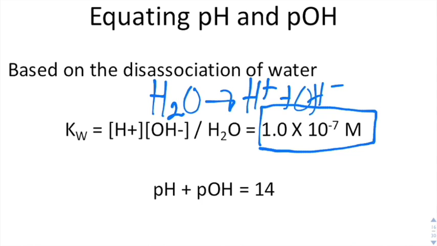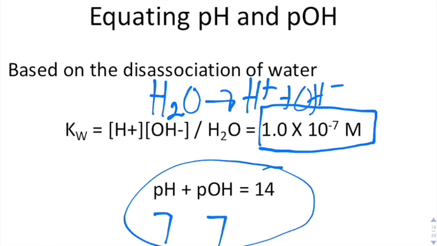So because of that, it's a relatively small value, but because you have the same amount of each, when you take the negative log of this number, you get 7. When you take the negative log of this number, you get 7. So you have 7 plus 7 is 14. So our entire pH scale is based on the idea of water going from 0 to 14.